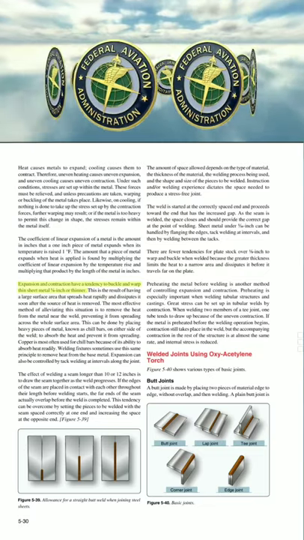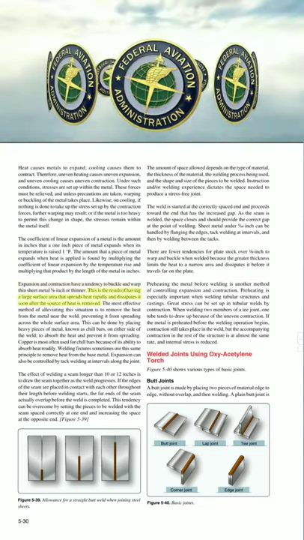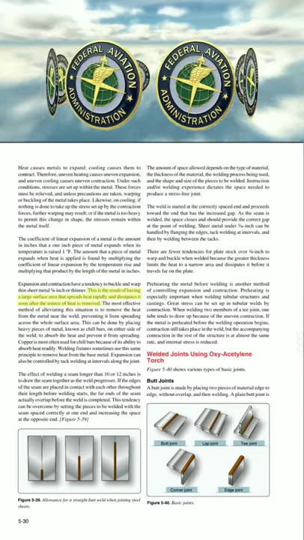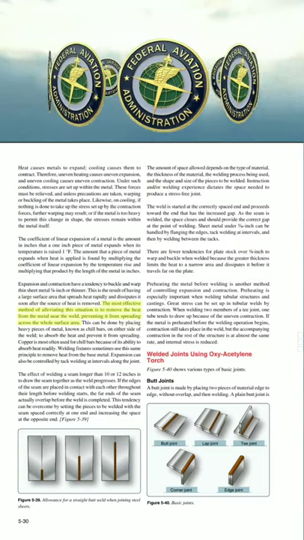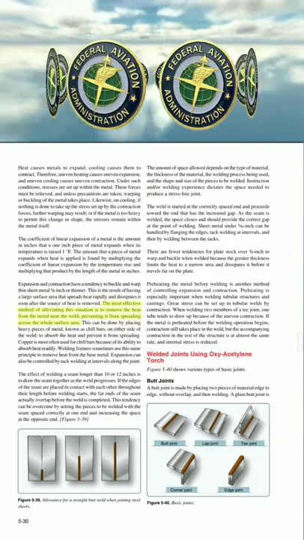Expansion and contraction have a tendency to buckle and warp thin sheet metal 1/8 inch or thinner. This is the result of having a large surface area that spreads heat rapidly and dissipates it soon after the source of heat is removed. The most effective method of alleviating this situation is to remove the heat from the metal near the weld, preventing it from spreading across the whole surface area.